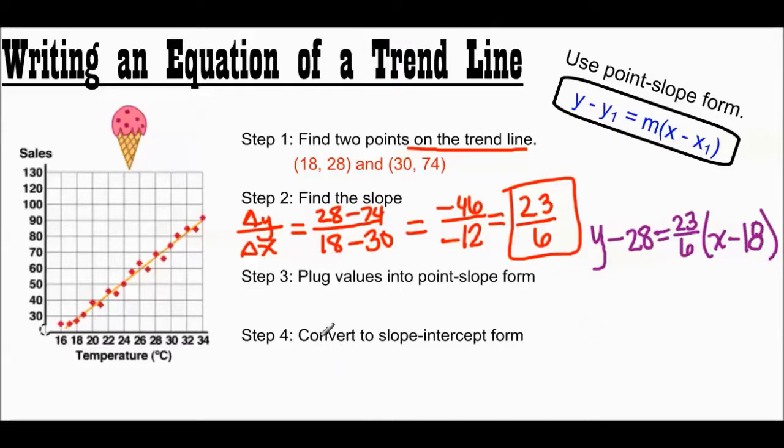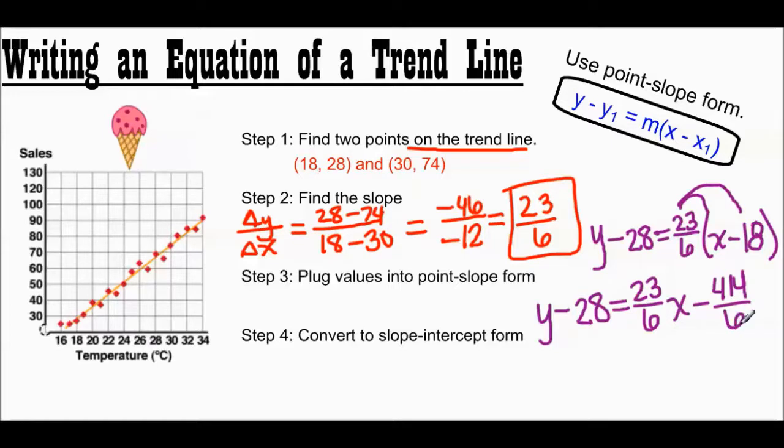Now we're going to convert that to slope-intercept form. So we're going to have to distribute that 23 over 6. It's going to get ugly. Y minus 28 equals 23 over 6x minus, now I'm going to come over here to my calculator that you can't see off screen. 23 times 18 is 414, big old number, over 6. Okay.